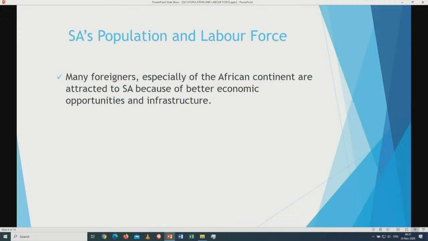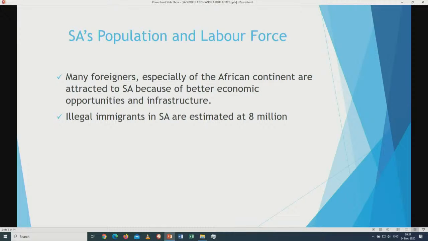That's why we have many foreigners in our country, most of whom come from the African continent. And we know that they are attracted to our country by better economic opportunities and infrastructure. So normally when people move from one area to the other, they are looking for better economic opportunities, and they are also looking for better infrastructure. That's the main reason that makes people be attracted to other areas.